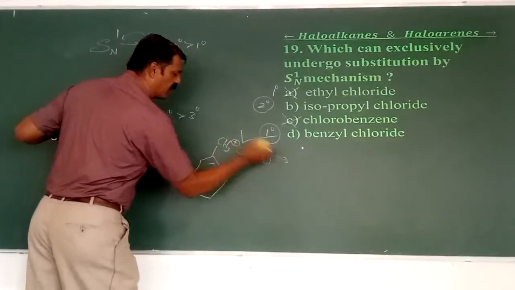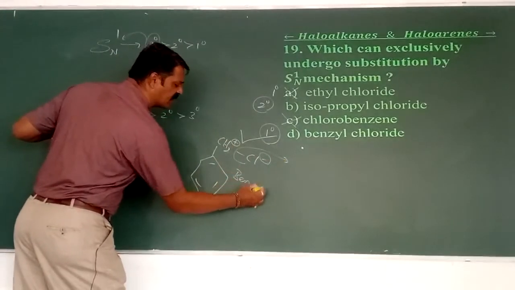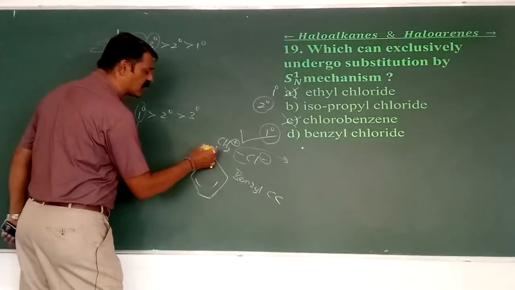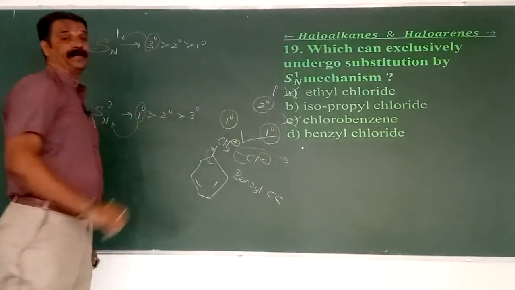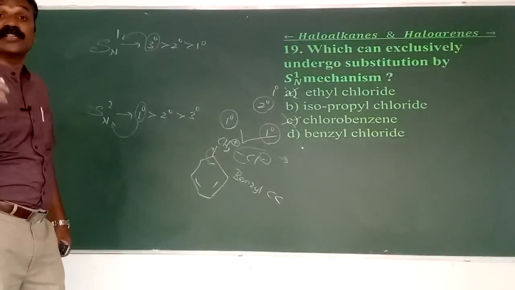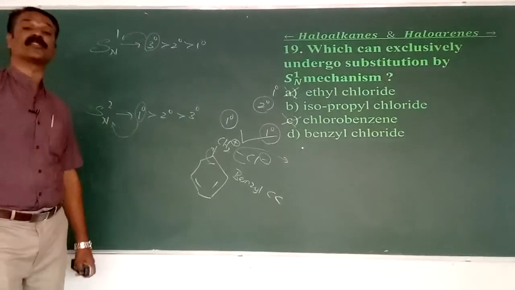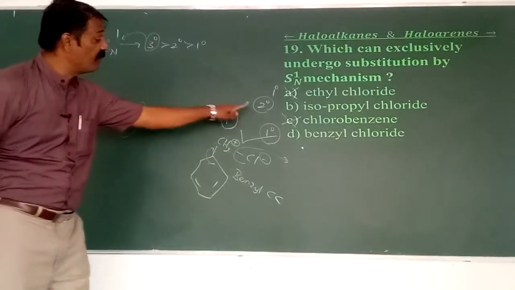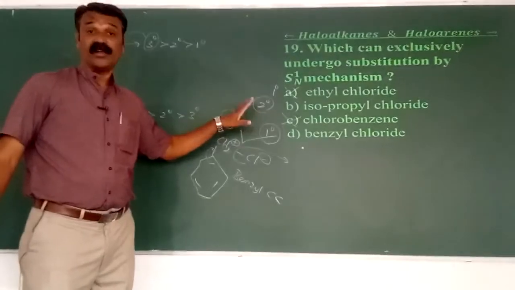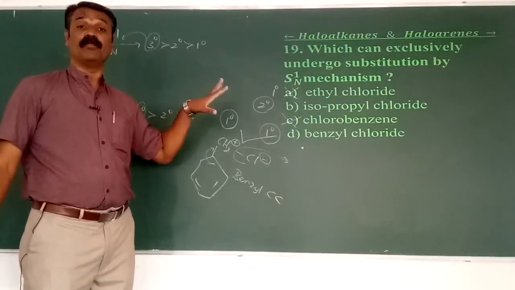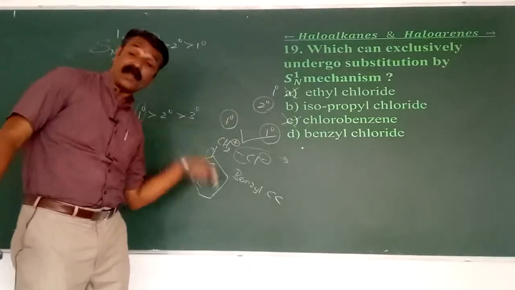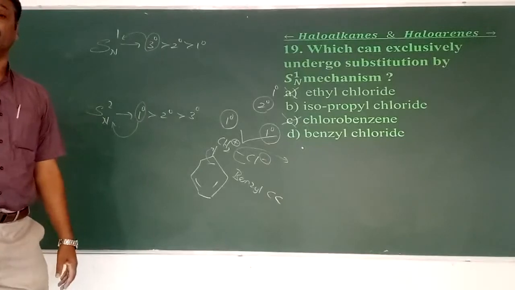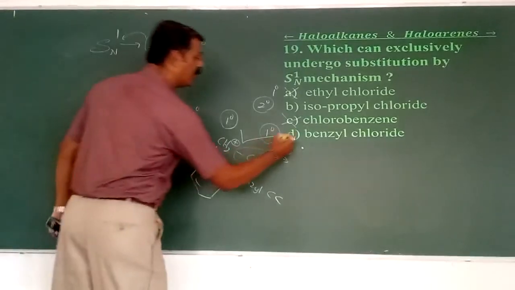If I remove this Cl minus, it is called a benzyl carbocation. Benzyl carbocation is more stable even though it is primary, because the resonance stabilization is better compared to the inductive effect stabilization. Therefore, even though isopropyl chloride is secondary, it doesn't easily undergo SN1. But even though benzyl chloride is a primary alkyl halide, because of the formation of the benzyl carbocation, it is better stabilized due to the resonance effect.